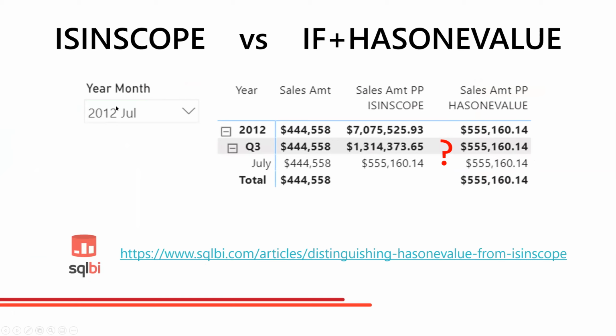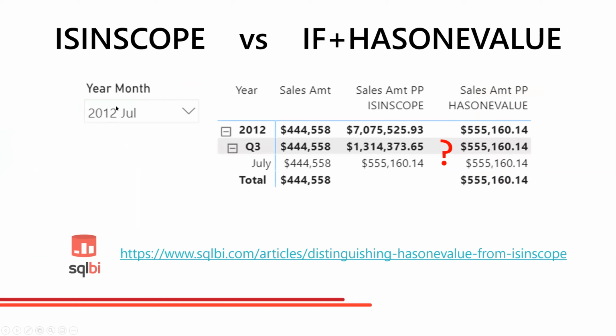So the ISINSCOPE, this is the total amount for quarter 3 in 2012. And this is the total amount for the year in 2012. But here we just see this is the current filter, and it's showing July of 2012 for all of these. And so which one's correct? And the answer is it depends on what you're trying to do and what the requirement is.